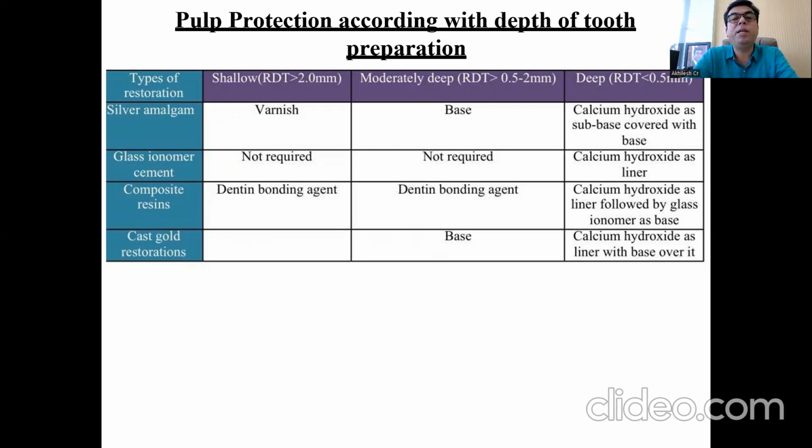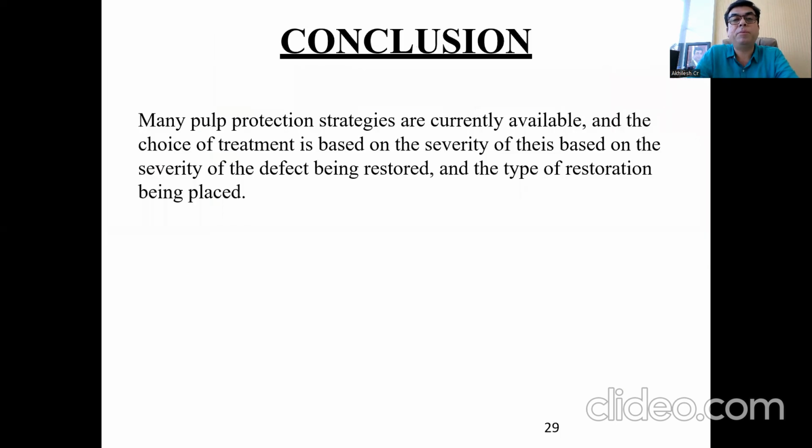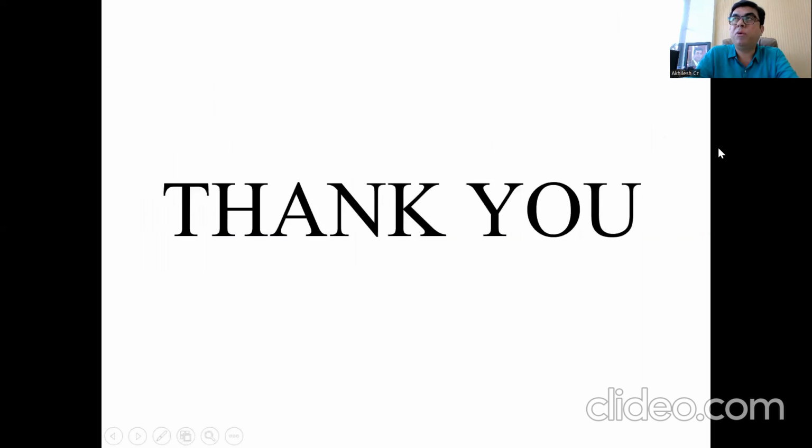In case of a moderately deep cavity, we use base, dentin bonding agent, again base. So it all varies, depending upon whether it is silver amalgam, glass ionomer cement, composite, or cast restoration. The table is given. So here what I'm trying to say is many pulp protection strategies are currently available, and the choice of treatment is based on the severity of the defect being restored and the type of restoration being done. So this is a small brief on pulp protection.